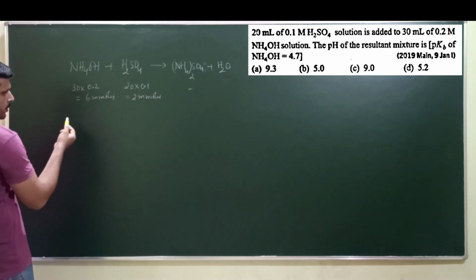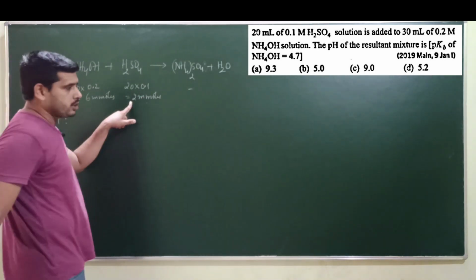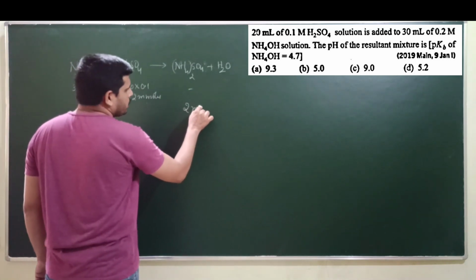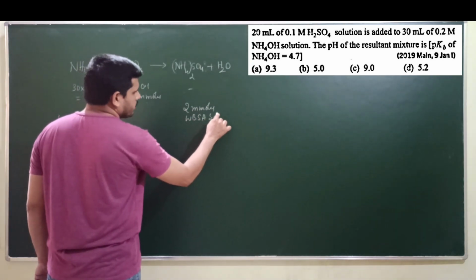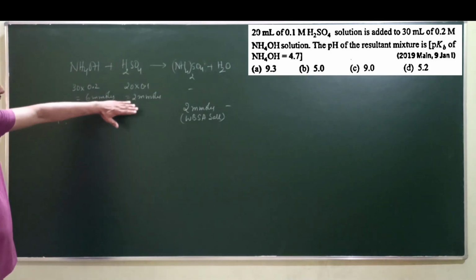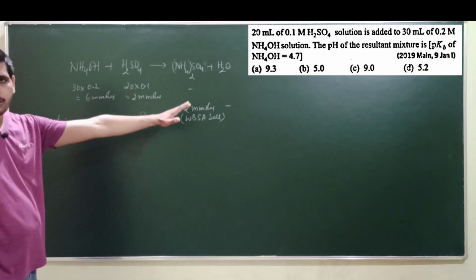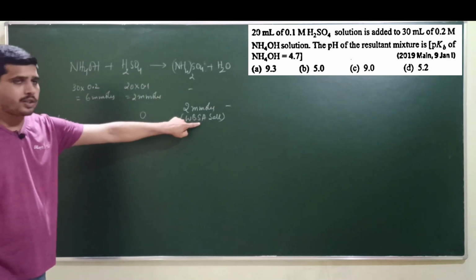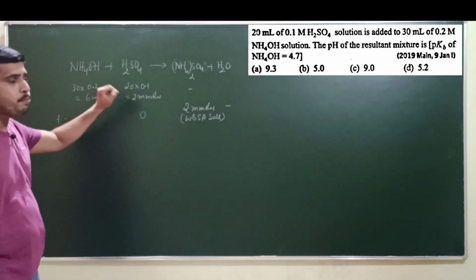At equilibrium, or at time t, what happens? 2 millimoles is going to get converted into salt. Why? This is the limiting reactant, isn't it? So the product formed will be 2 millimoles, which is a weak base and strong acid salt. Now water concentration is not required there. What is remaining? Sulfuric acid remaining will be 0, because all the sulfuric acid is consumed. Therefore the mixture contains a salt of a weak base and strong acid and excess of weak base. Therefore this is a basic buffer.